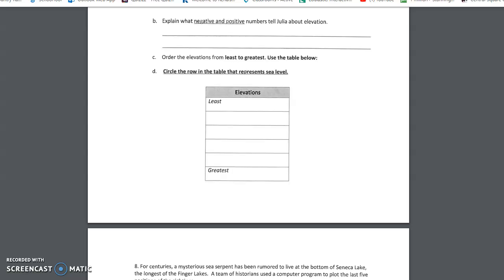Part C. Order the elevations from least to greatest. Use the table below. Part D. Circle the row in the table that represents sea level.